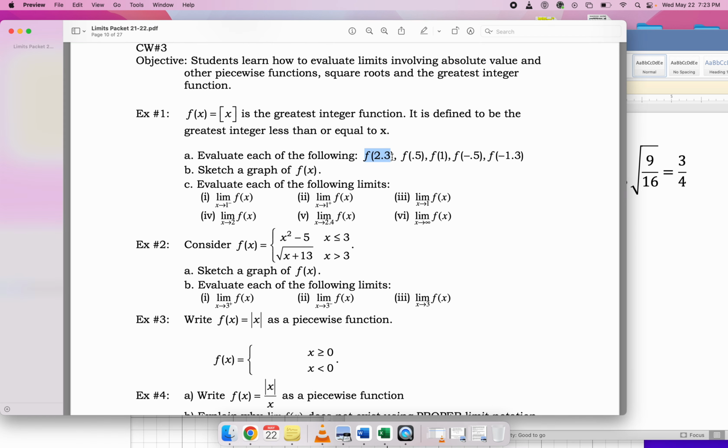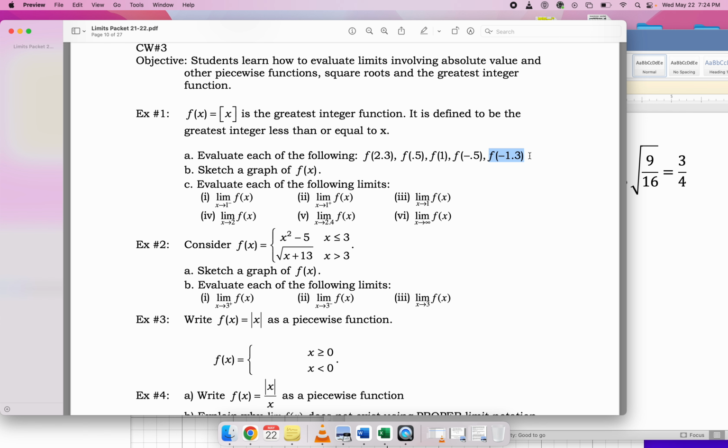then what is f of 2.3? Well, the function just rounds that number down to the nearest integer. So f of 2.3 is 2. What is f of 0.5? Well, you just round down. So that would be 0. What is f of 1? Well, 1 is already an integer, so it's just 1. What is f of negative 0.5? Well, you round down, right? You always round down with this function, so that would be negative 1. What is f of negative 1.3? Once again, you're going to round down, so that would be negative 2.